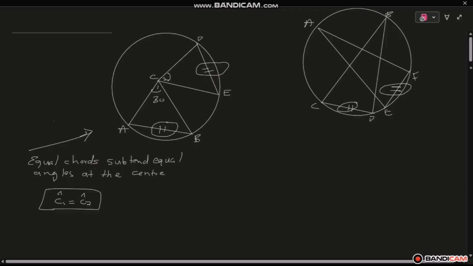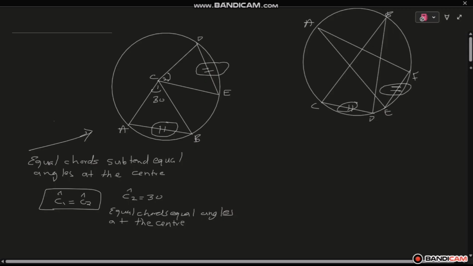For an example, let's say C1 is 30. They want you to find C2. So C2 will be 30. Then the reason is equal chords, equal angles. Don't just leave it like that, you must specify equal angles at the center. I hope you understood this, guys.